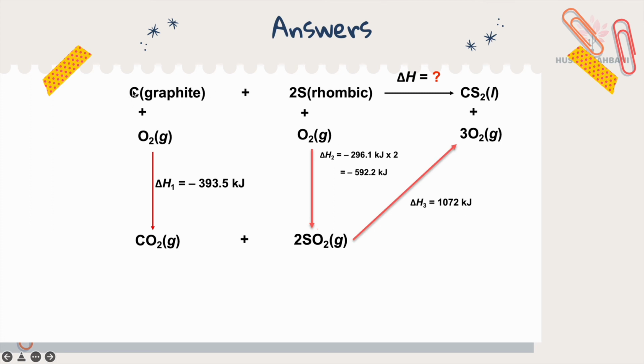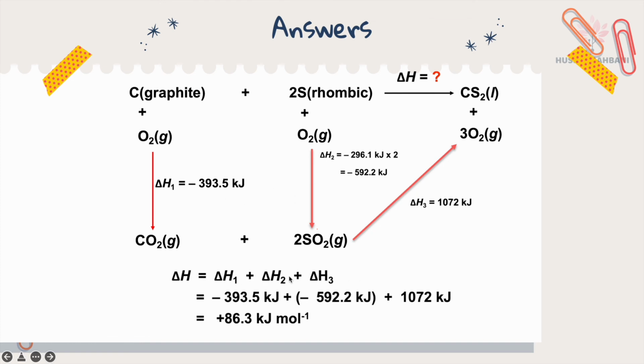So from carbon reacting with 2 S to become CS2, the several steps that you need to take are 1, 2, 3. So just add all: delta H1 plus delta H2 plus delta H3. So when you add all, that is the delta H of the reaction. It is 86.3 kilojoules per mole.